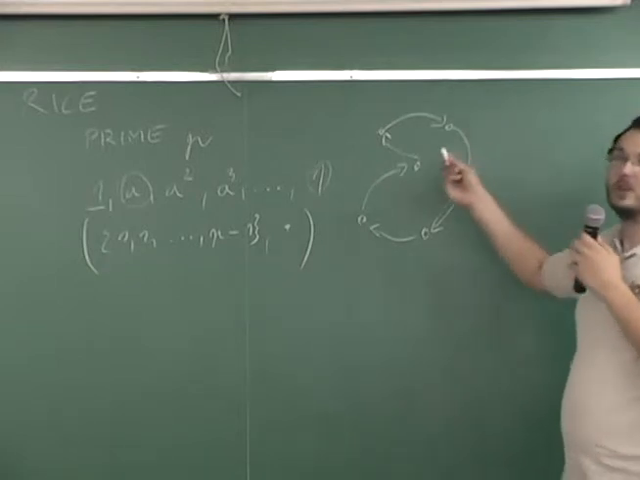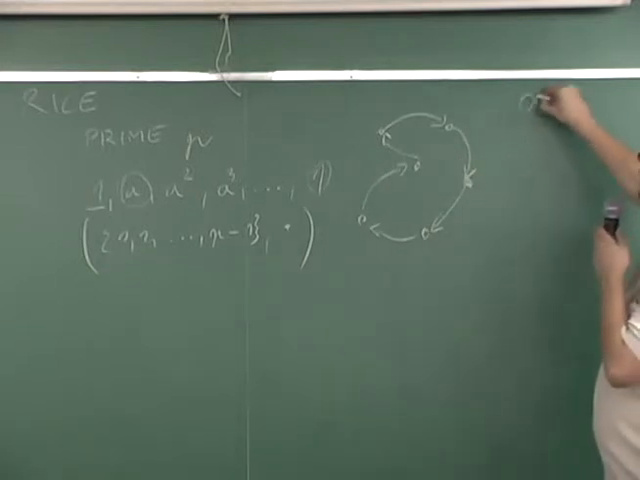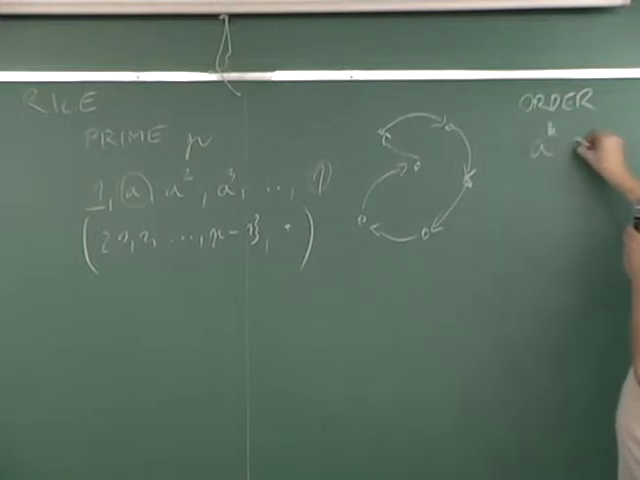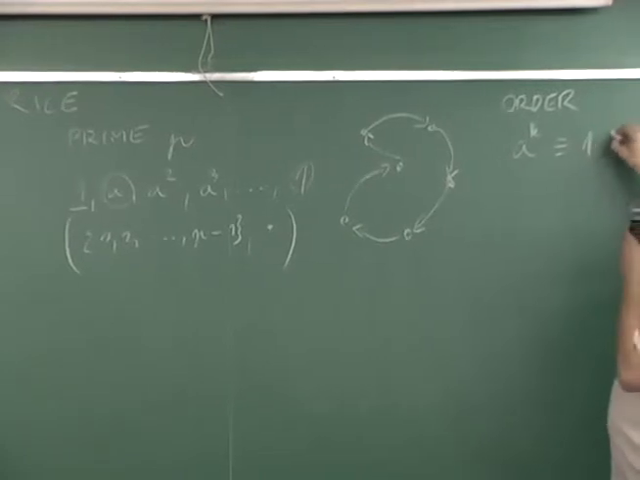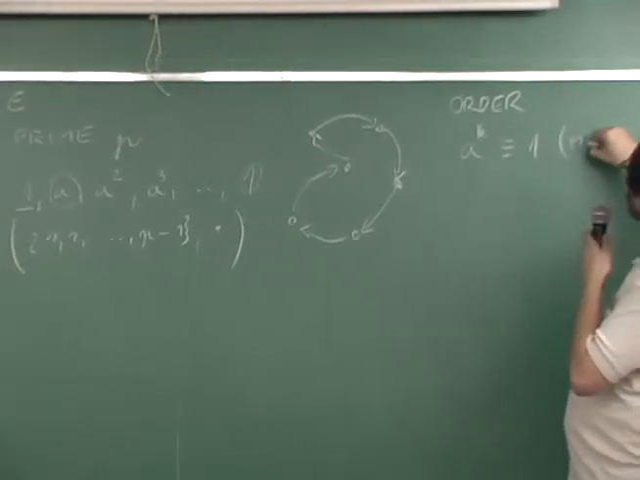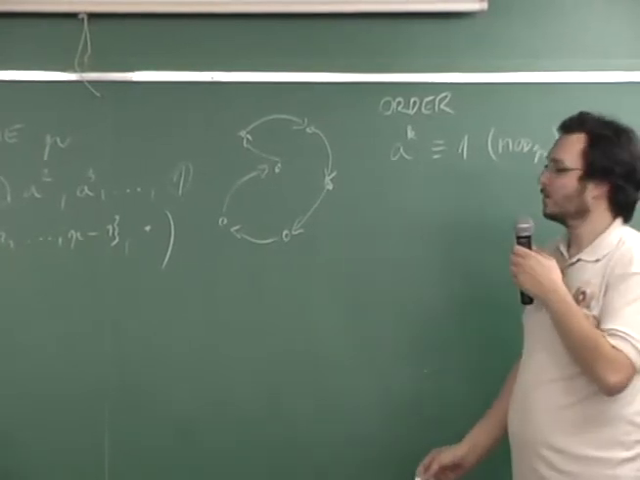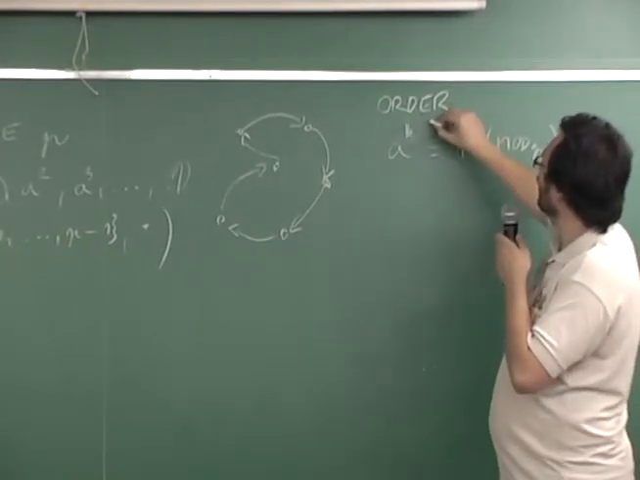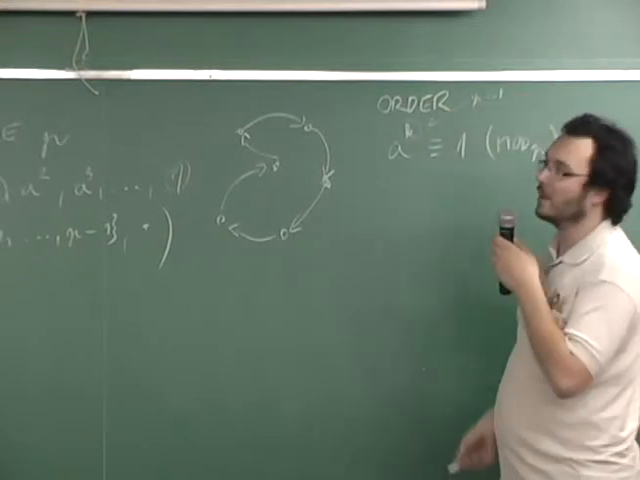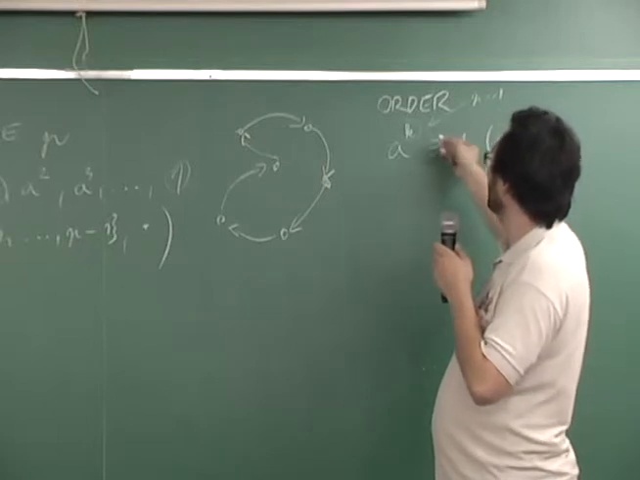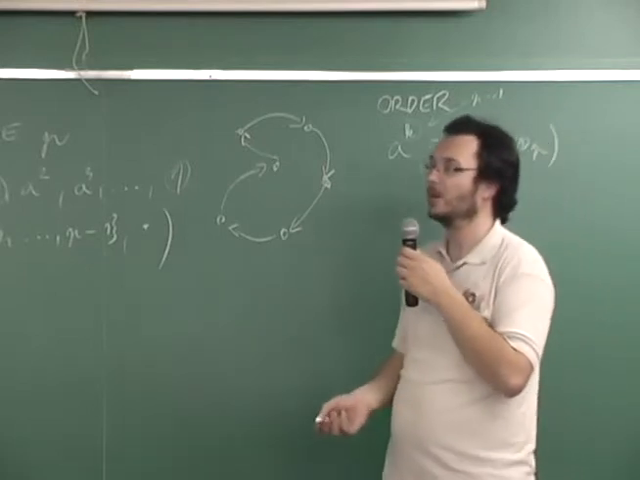So what we now need to recall from algebra is the order of an element. Given an a, its order is the smallest k such that a to the k is equal to 1 modulo our prime p. So we are looking for an element of order p minus 1, such that only its (p minus 1)-th power is equal to 1 and never before.